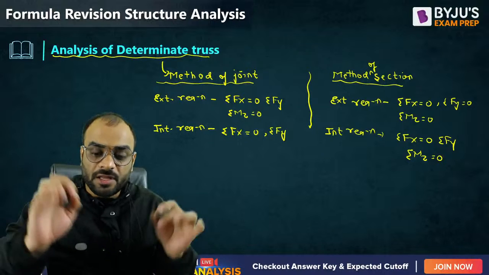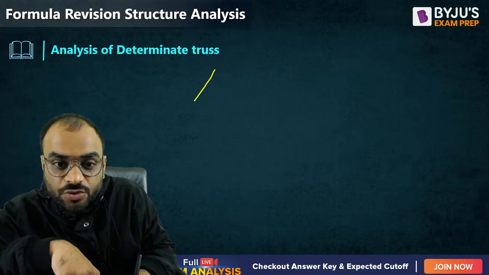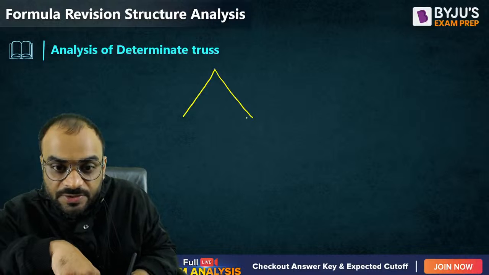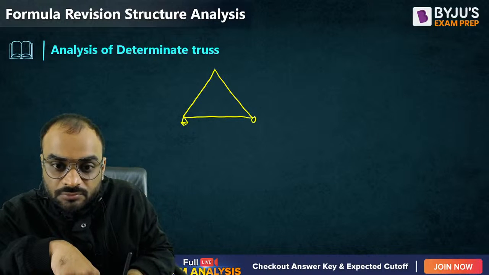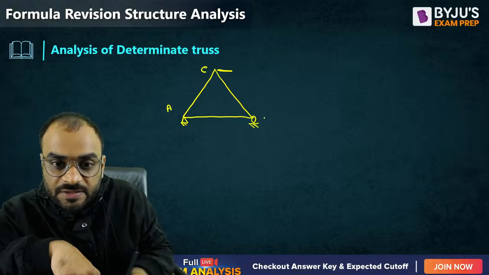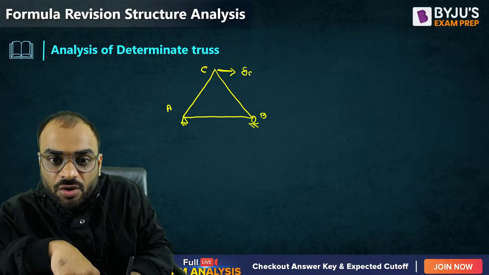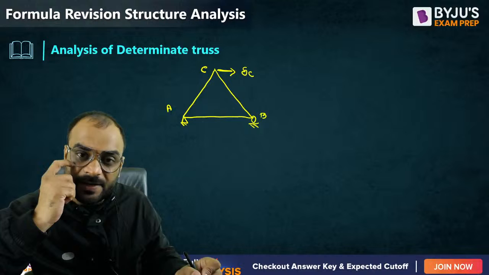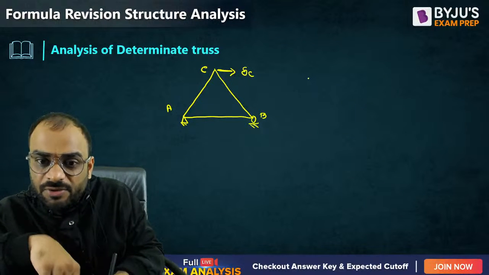Getting a point? Now let us suppose guys, if I want to find out the displacement of a truss joint. Let us suppose this is a truss. And I need to find out the displacement of this particular joint. Let us consider this joint is C, this is A, this is B. I need to find out the displacement of joint C in the horizontal direction, how much it is, right? So how you can calculate delta C? That is the question. So very simple formula guys.